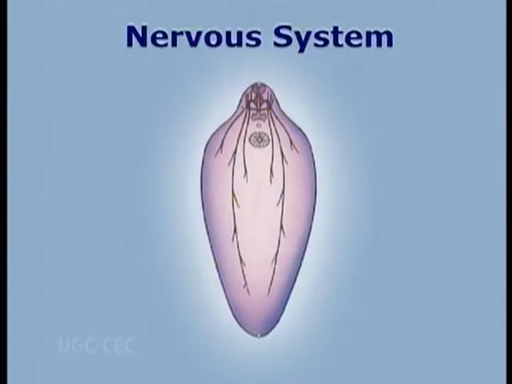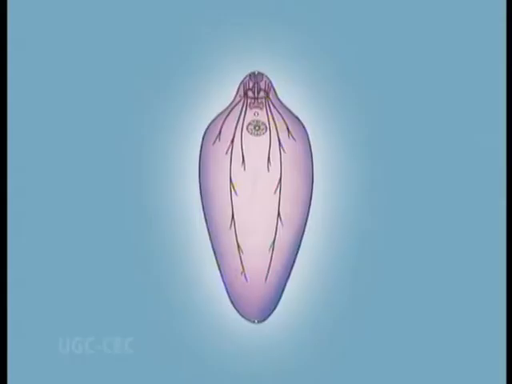Please look at the figure. You can see the nervous system, which is mainly situated around the pharyngeal region. Generally, the sensory organs which are present in animals are lacking in liver fluke, because the animal is an endoparasitic animal. Now, look at the figure again.